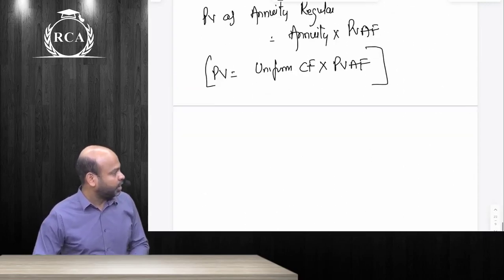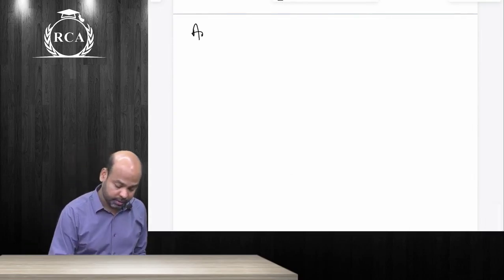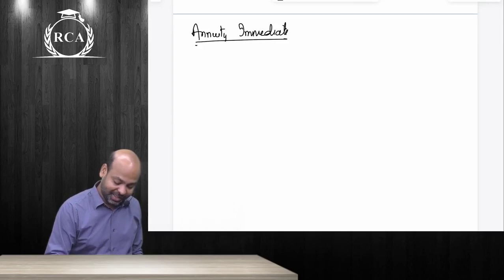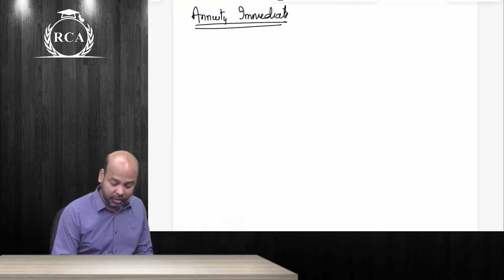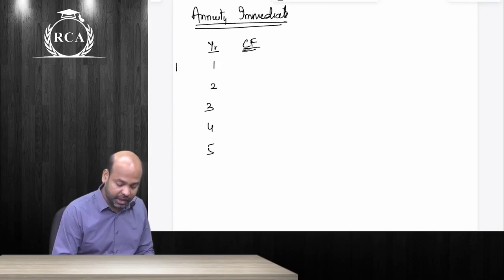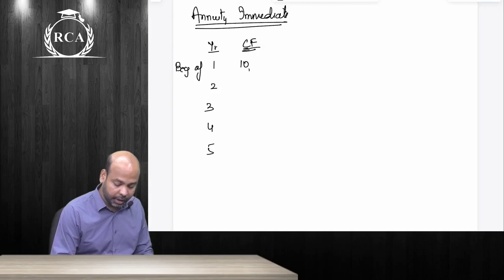So this was annuity regular. Now, if you were to arrive at the present value of annuity immediate, what's the difference between annuity regular and annuity immediate? Cash flows are now arising at the beginning of each period. So when I say cash flow of year 1, is it at the beginning of year 1 or end of year 1? Beginning of year 1.